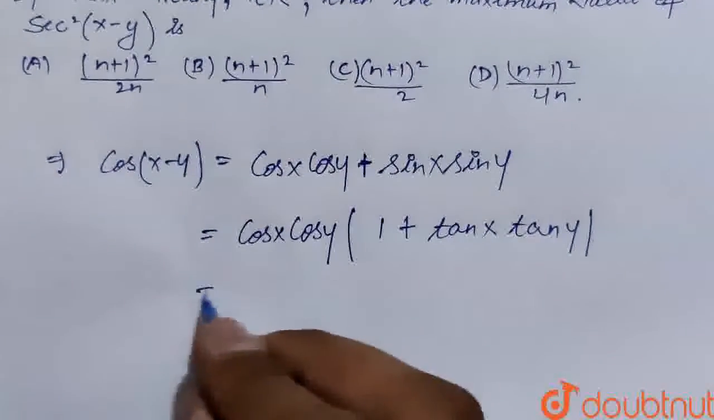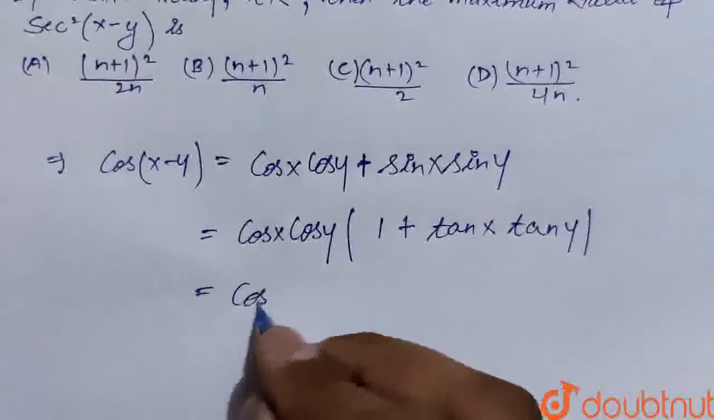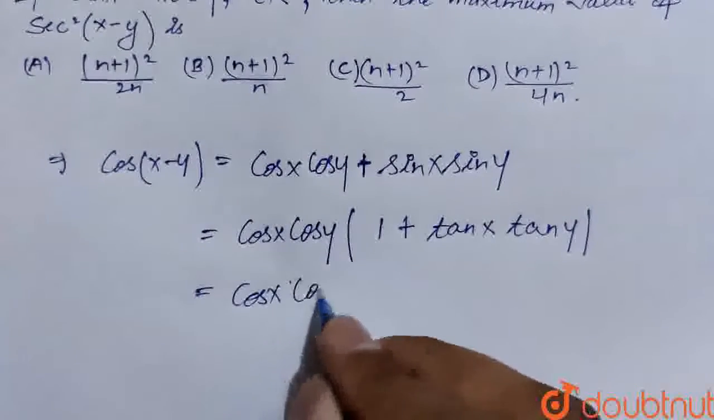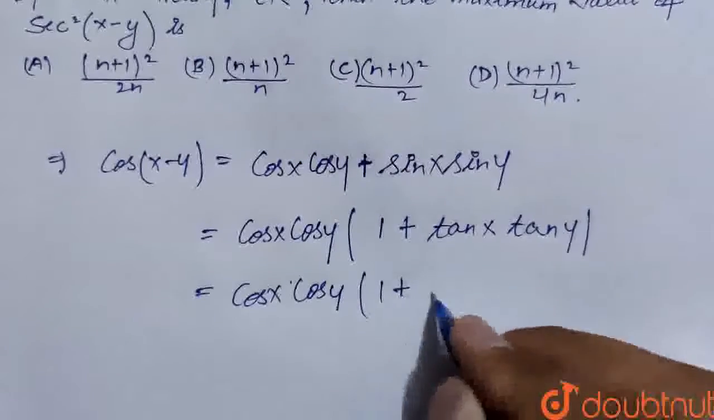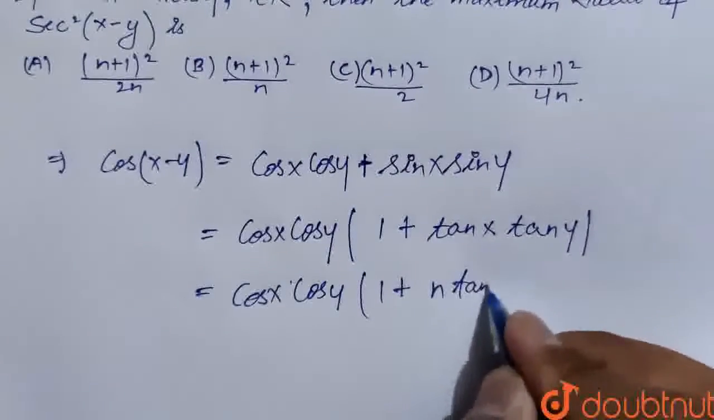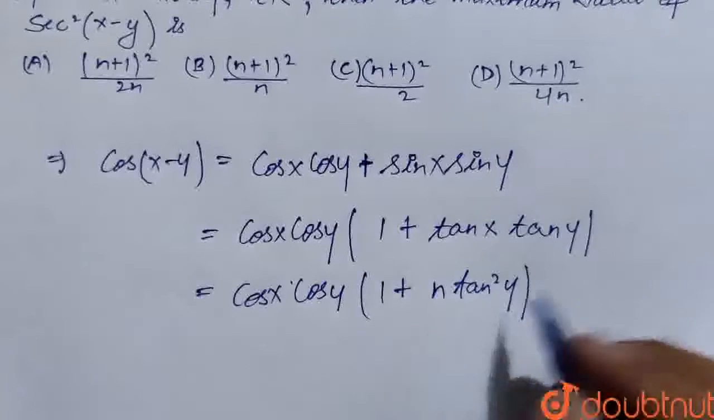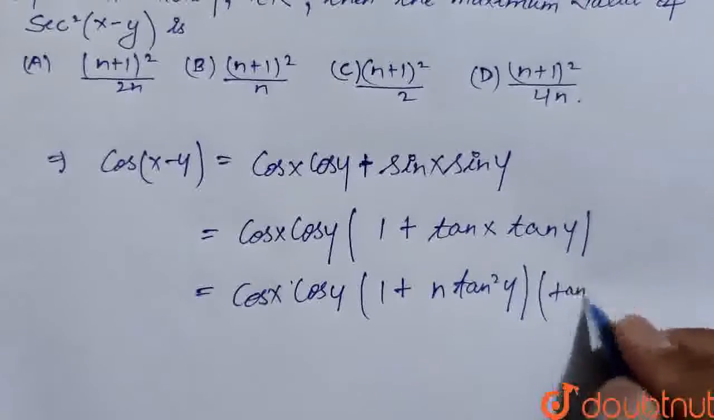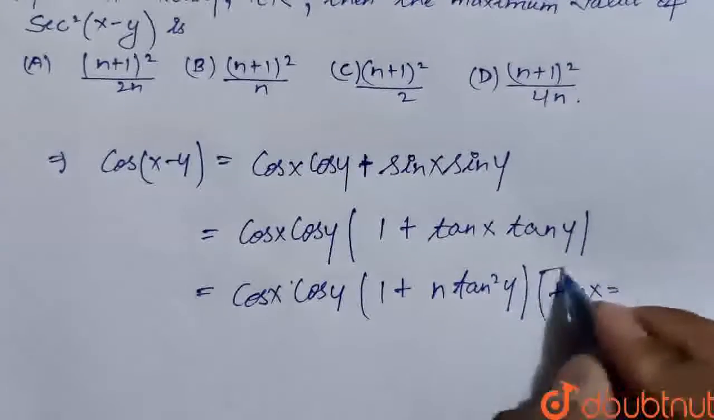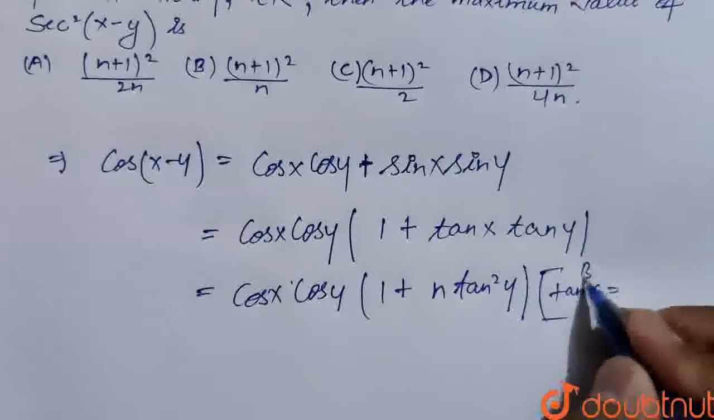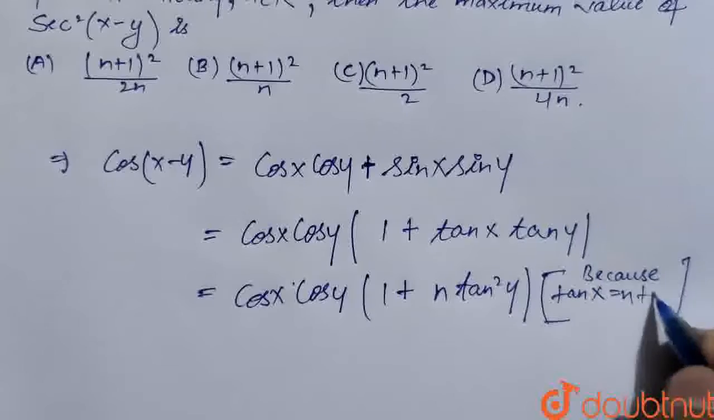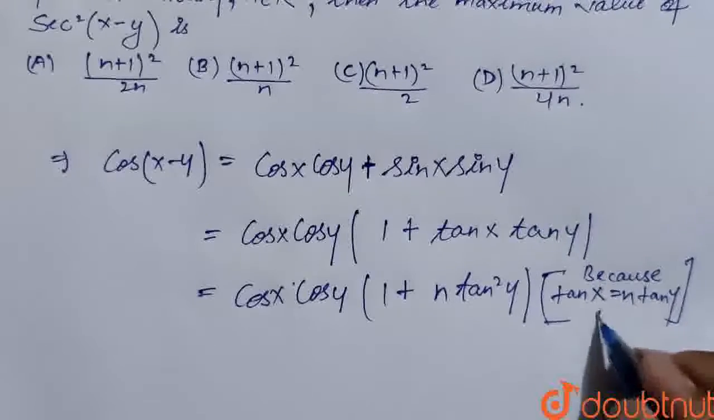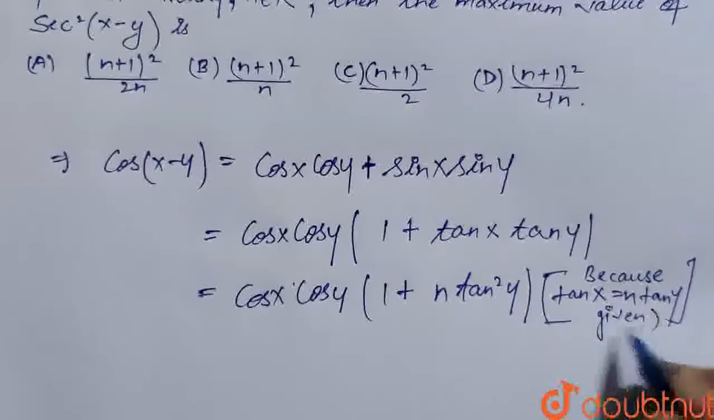So now cos x cos y multiplied by 1 plus n tan square y. We have written this because tan x equals n tan y, which is given to us.